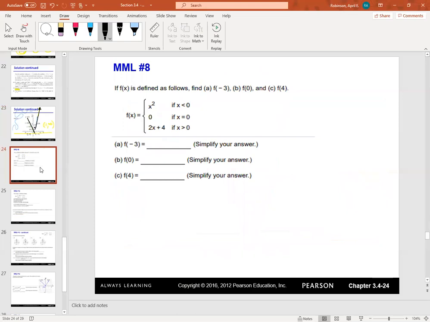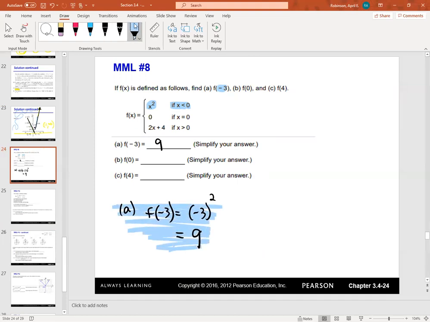All right, so number 8 says, if f of x is defined as follows, find a f of -3, b f of 0, and c f of 4. Okay, f of -3, we are looking for where x would be. -3 is less than 0. So I'm going to use the x squared function. So for part A, f of -3 is going to equal -3 squared, which is 9. So that's the answer there. That's all the blue. I'm using the blue function on that.